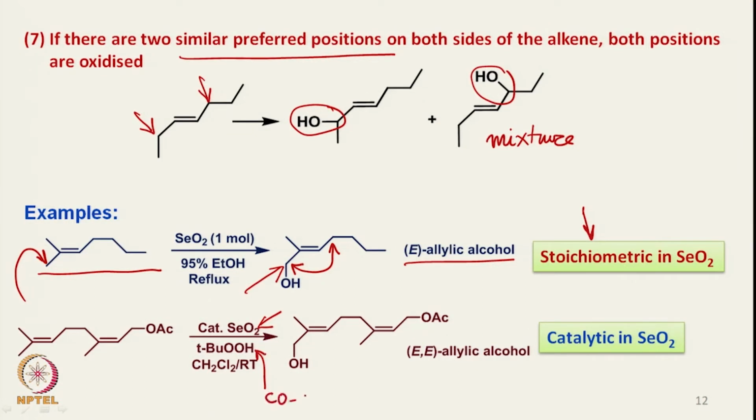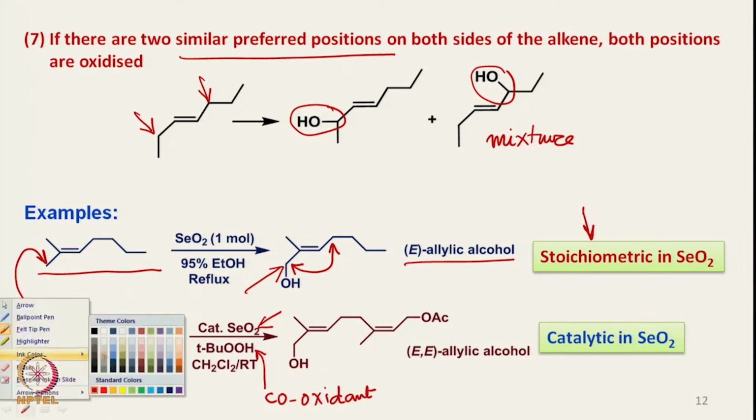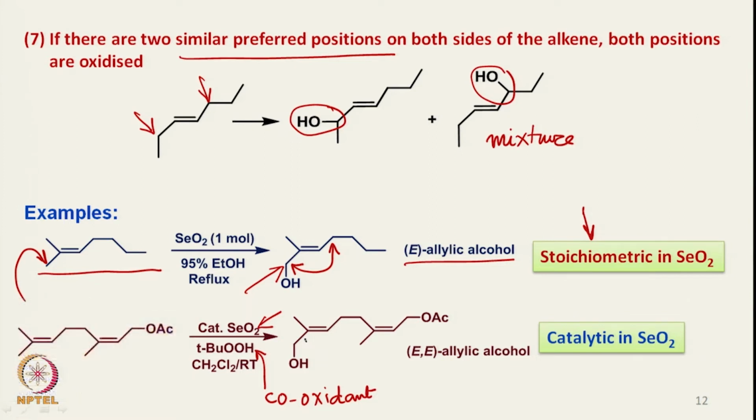It is a co-oxidant, and that also gives a similar type of introduction of the hydroxy group on the disubstituted side, and of course trans to the corresponding other side of this double bond. So, one gets this EE, that means E is here and also E is here. So, you get an allylic alcohol, which is an acetoxy alcohol, but having EE geometry around.